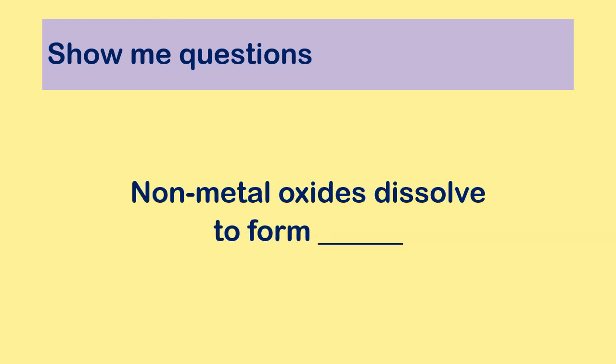And a final question, non-metal oxides that dissolve will form what? Non-metal oxides dissolve to form acids. So non-metal oxides, that's your carbon dioxide, your nitrogen oxides, and your sulfur dioxide. Non-metal oxides give acids, metal oxides give alkalis, and anything that's insoluble doesn't do anything.